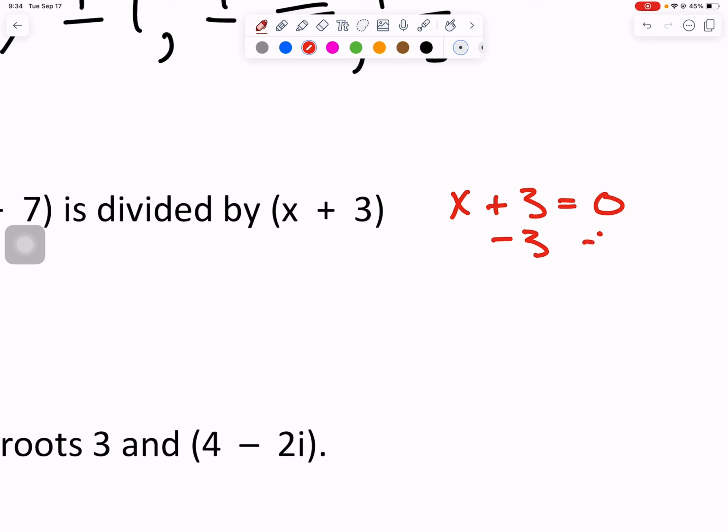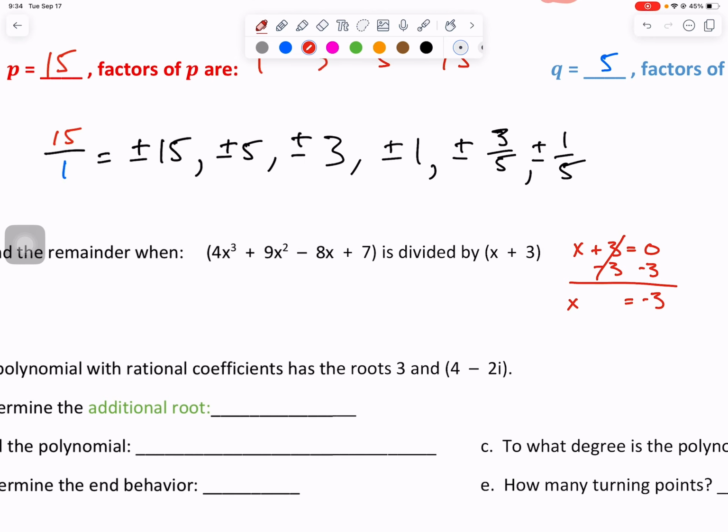Take your time with the 3. Your x, bring it on down. Cancels out, equals negative 3. So we now know what x is equal to.